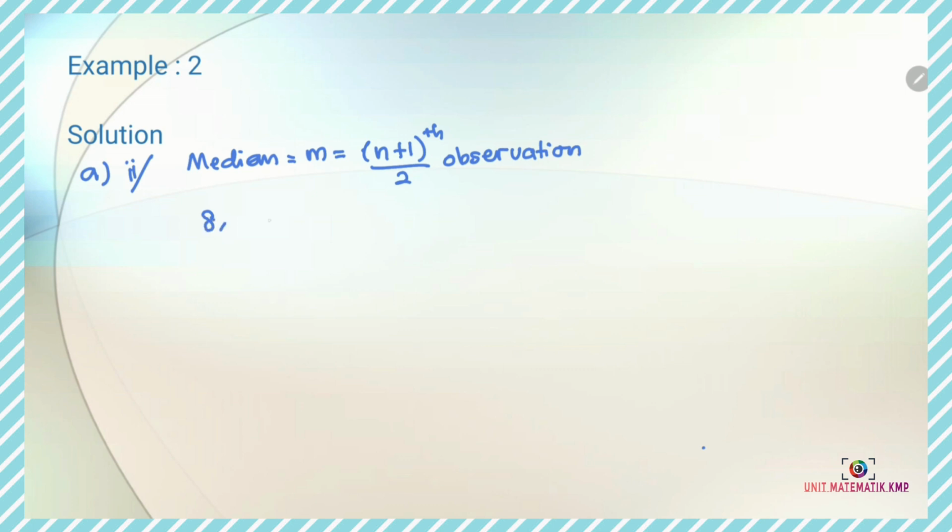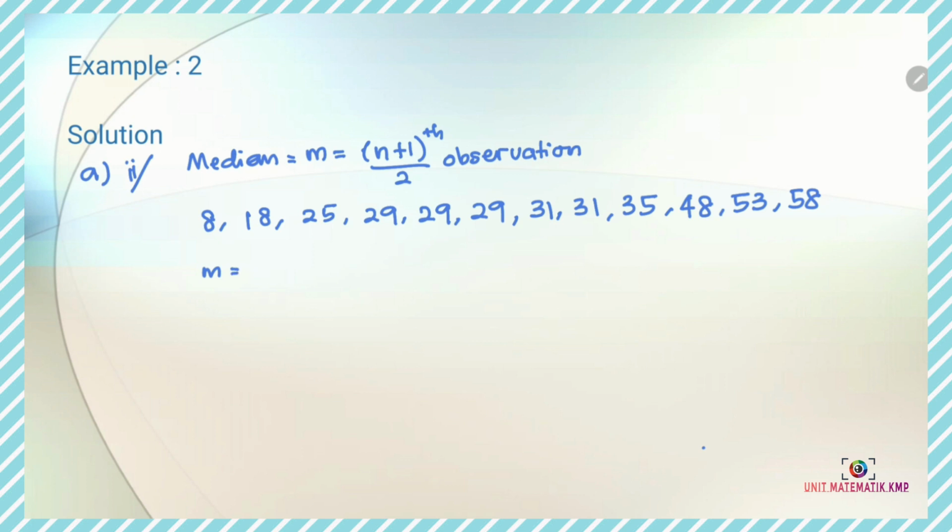That is 8, 18, 25, 29, 29, 29, 31, 31, 35, 48, 53, and the last one is 58. After that, we find the observation.